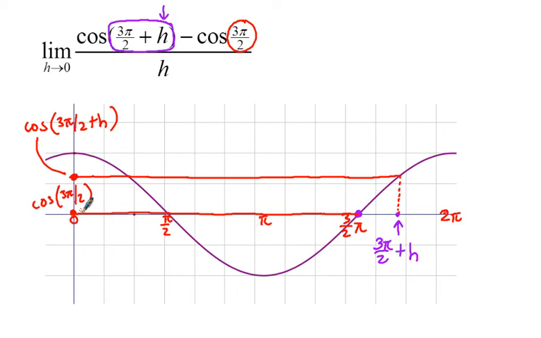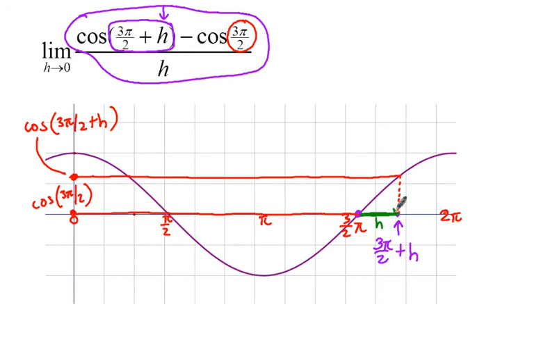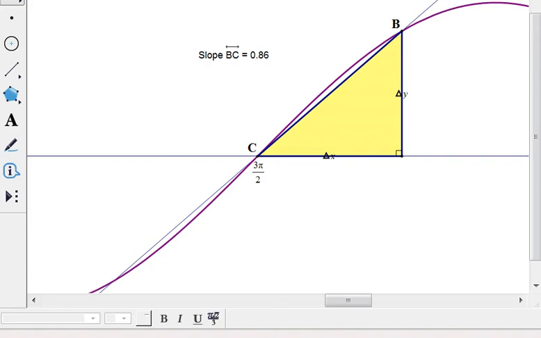Okay, so what we're asked to do is find the limit of this expression. And if the distance between these points is called h, we would like to know what is the ratio of the difference in the two outputs divided by the difference in the two inputs. In other words, what is the slope of this line right here? And in particular, how does the slope behave as h approaches 0? Well, let's use technology to see what the answer should be.